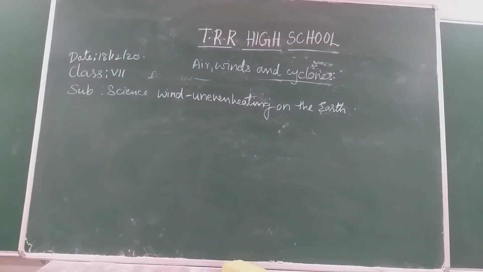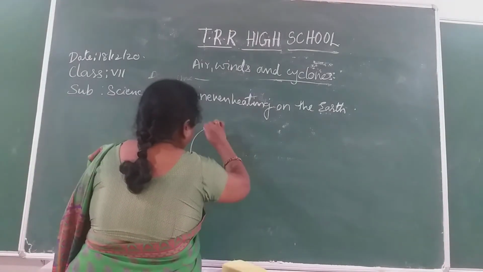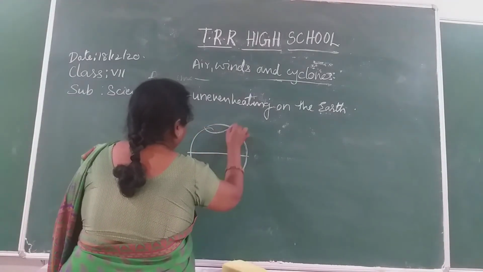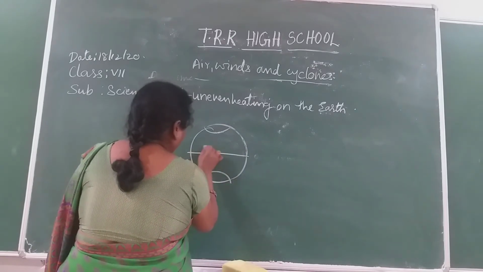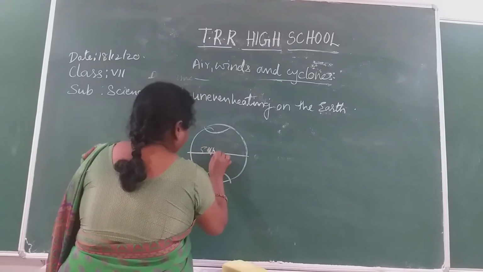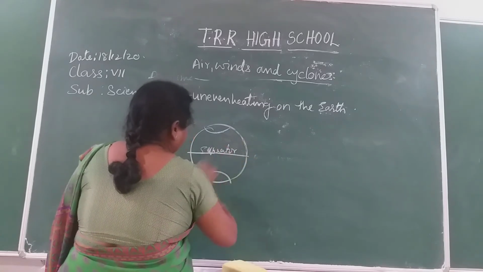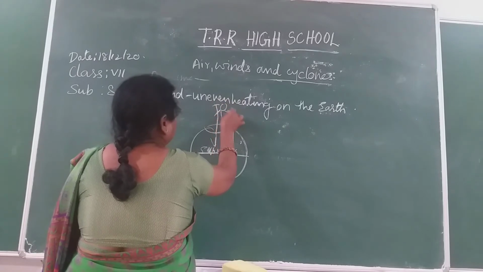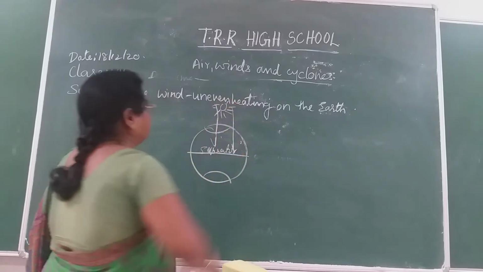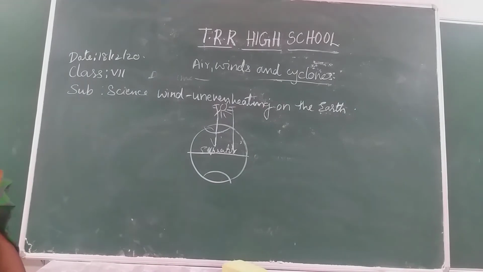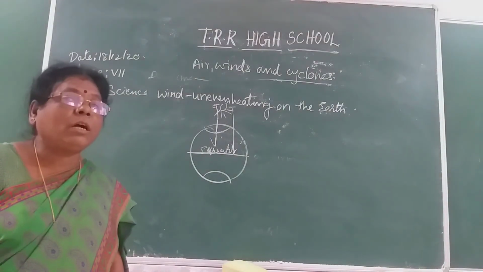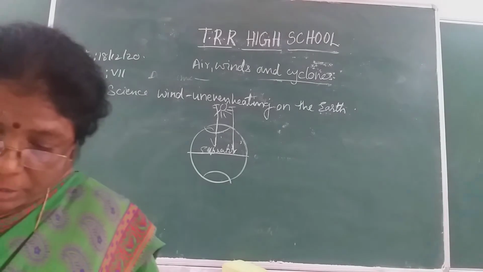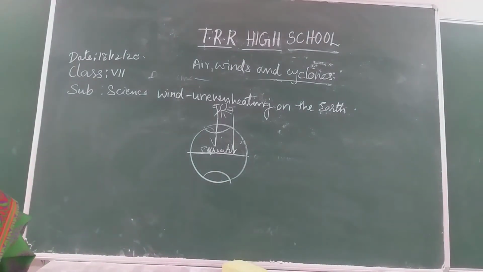There are a number of reasons for this. What? Uneven heating between the equator and the poles. Here you see, this is the equator. These are called the poles. The sun rays fall directly on the equatorial region, due to which the heat is more in these places. These places are very hot compared to polar regions, isn't it?